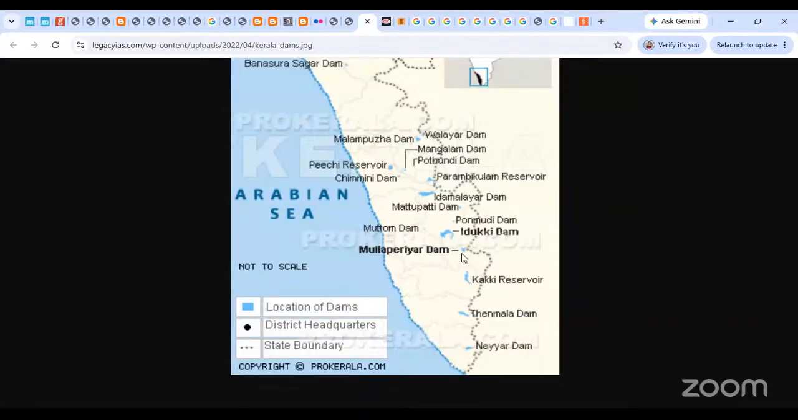Okay, we are saying this is the Mulla Periyar Dam. Can you see the Mulla Periyar Dam? Now, this is an old structure. The dispute is basically between Tamil Nadu and Kerala.